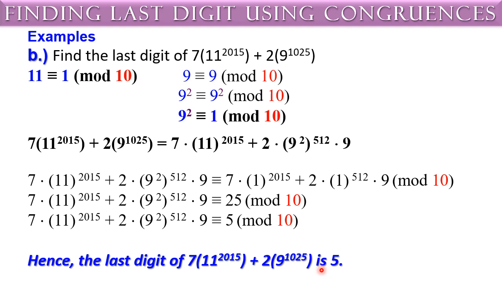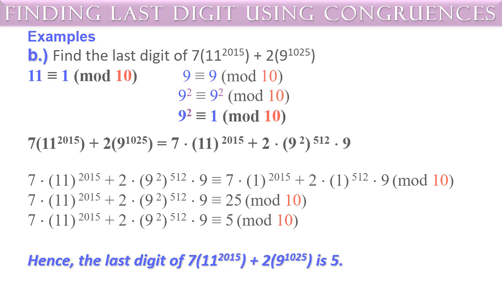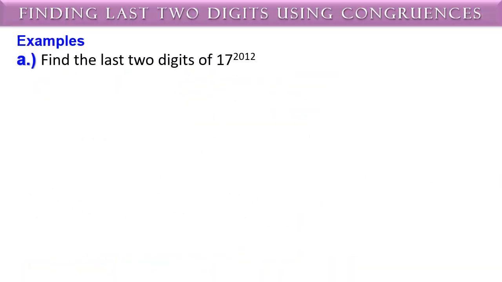Now, we are going to proceed with finding the last two digits using the properties of congruences. In finding the last two digits using congruences, we may follow the same process as what we did earlier, except that the modulo that we are going to use is 100. For the first example, find the last two digits of 17 raised to 2012.